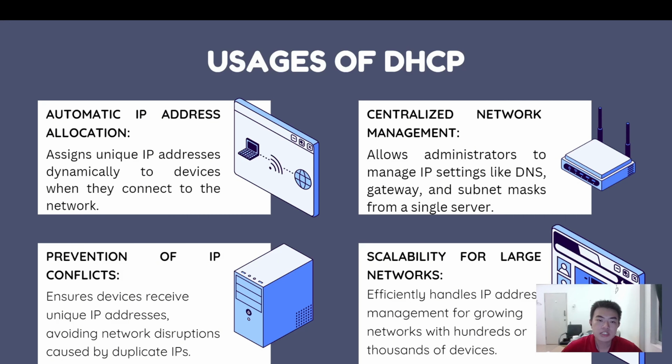Fourth is scalability for large networks. DHCP is highly scalable. Whether it's a small home network or an enterprise level setup with thousands of devices, DHCP efficiently handles the IP address allocation.